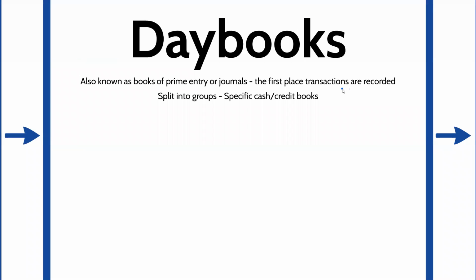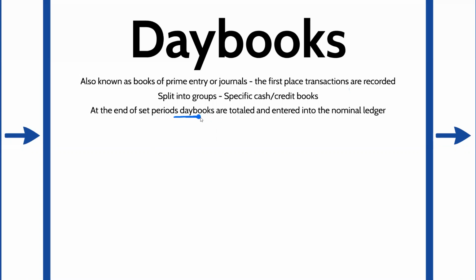Now, you will see these split up into specific groups. So, for example, we have a specific cash daybook, a specific cash journal, and we also then have specific books in relation to credit transactions. So credit purchases will be in one daybook, credit sales will be in a separate daybook. And we will also see different daybooks for things like returns in and outwards, okay? And then at the end of a set period of time, maybe at the end of a month, for example, maybe at the end of the accounting year, daybooks will be totaled, and these will be entered into the nominal ledger as we saw earlier on in the process, okay?